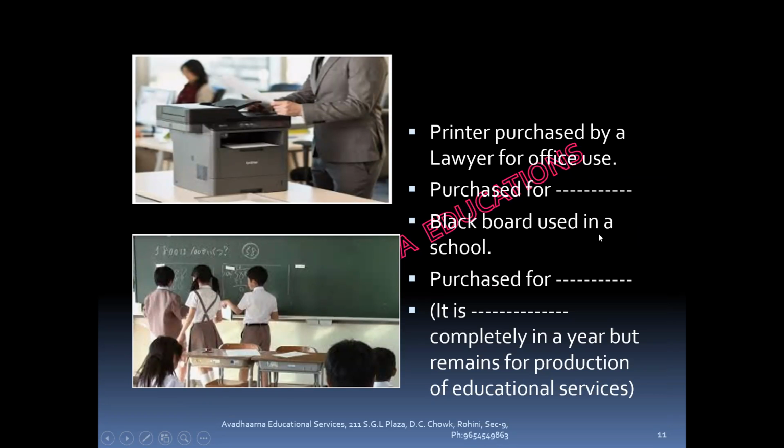A blackboard used in a school is a final good because it is purchased for investment and it is not completely used in a year but remains for production of educational services. So all these goods are going to be final goods. Why? Because they are being used either for final consumption or for investment.